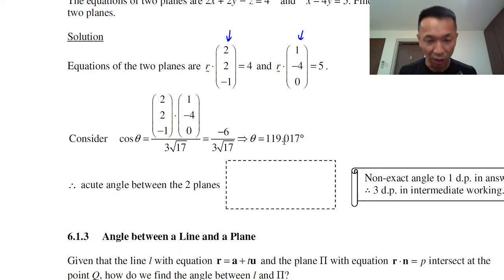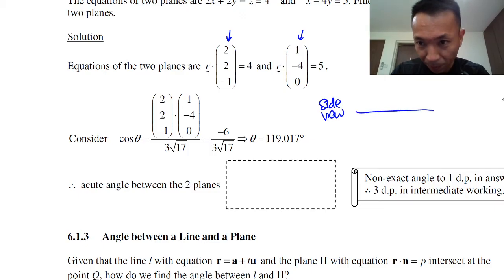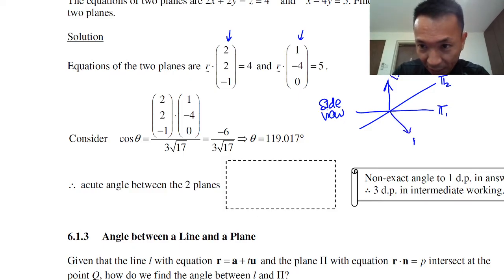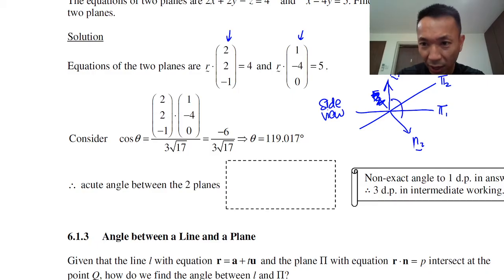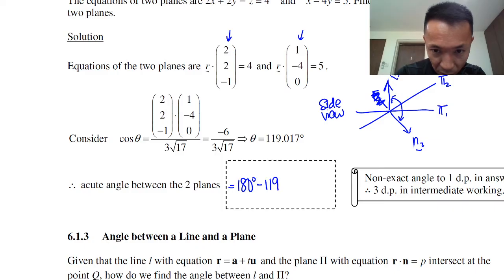Now this just means that, in side view, your pi 1 is like that, your pi 2 is like that. Then this is n1, and your n2 is here. It's not this n2, it is this n2. Then you took this one and happened to get an obtuse angle. Never mind, the acute angle is just 180 degrees minus 119.017. In the end, to 3 SF, it is 61.0. Or rather, 1 decimal place.